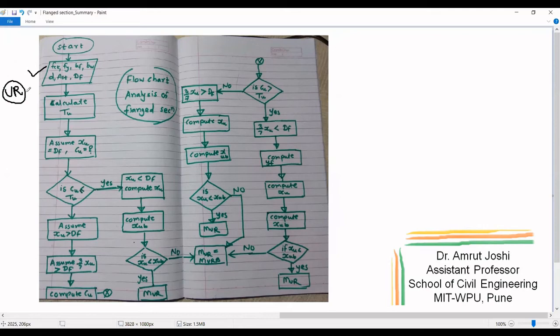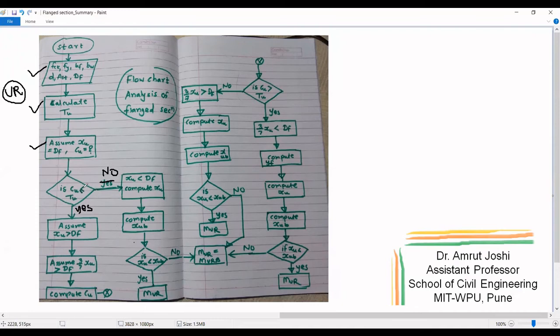So mind you, we begin with assuming the section to be under reinforced and then we calculate Tu. Once the Tu is calculated, we assume xu is equal to Df. That means xu lies at the interface between the flange and the web. By assuming this, we calculate Cu. So what is the expression for Cu? If xu is at Df, then the expression for Cu will be 0.36 fck bf into xu, which is Df. So 0.36 fck bf into Df is the expression for Cu.